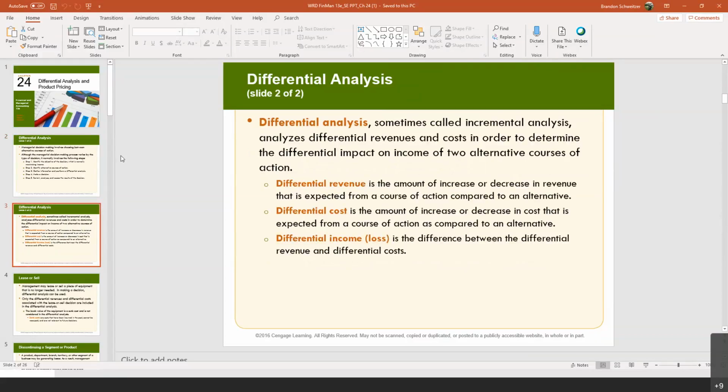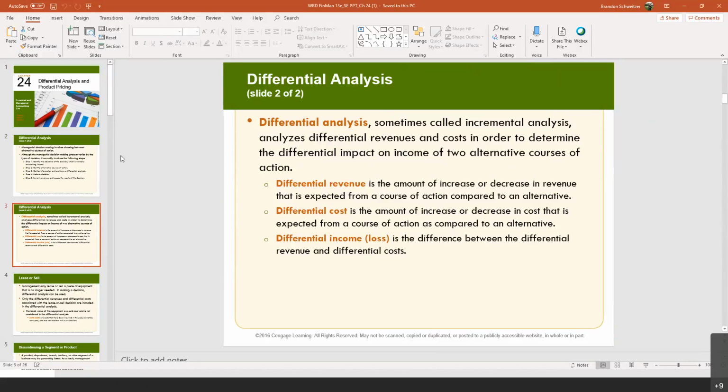So what is differential analysis? It's oftentimes called incremental analysis. It's where we analyze the differences between the revenues and costs of either decision or either product that we want to make in order to determine the difference in the impact on income between these two alternative courses of action. So first we look at the revenue. What is the difference in revenue?